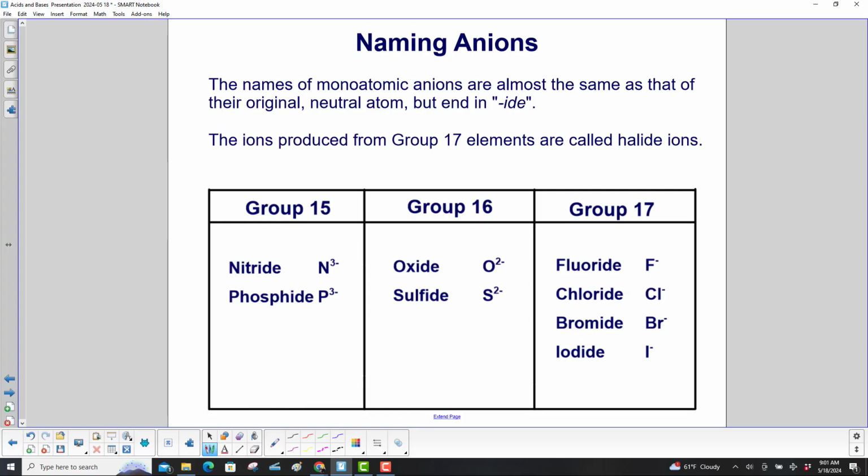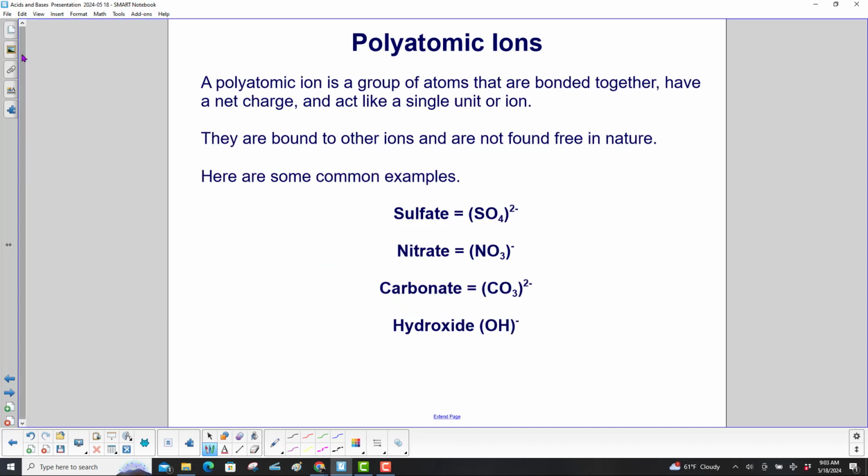The names of monoatomic, that means one atom, anions are almost the same as that of their original neutral atom, but end in "ide." The ions produced from group 17 elements are also called halide ions. So here, this is oxygen, and its ion form is called an oxide. Sulfur 2- is called sulfide. Iodide is iodine 1-.